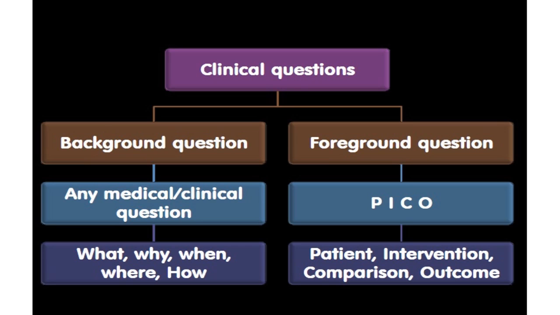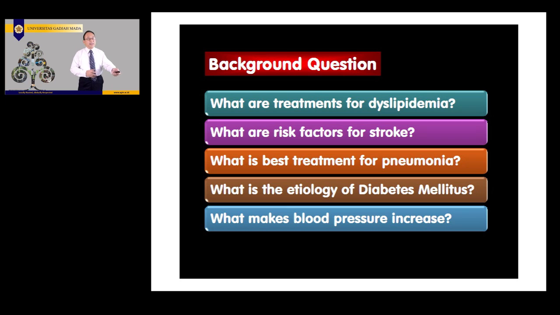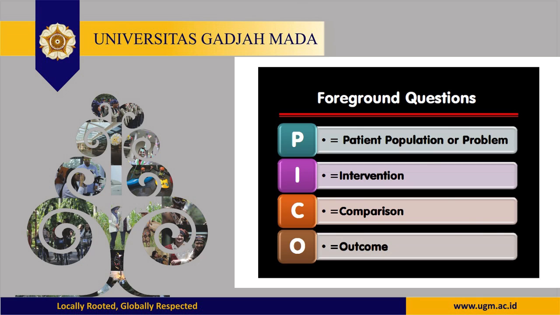What does foreground question mean? It has to be divided into PICO. PICO means P is patients, I is intervention, C is comparison, and O is outcome. For instance, examples of background questions: What are the treatments for dyslipidemia? What are the risk factors for stroke? What is the best treatment for pneumonia? Those are background questions. But then the foreground question is, for instance, P is patients or population, I is intervention, C is comparison, and O is outcome.